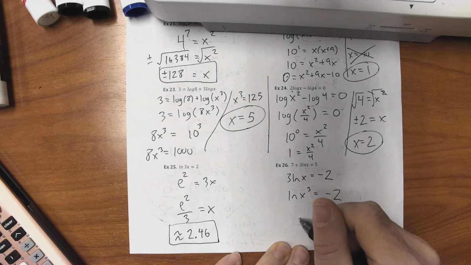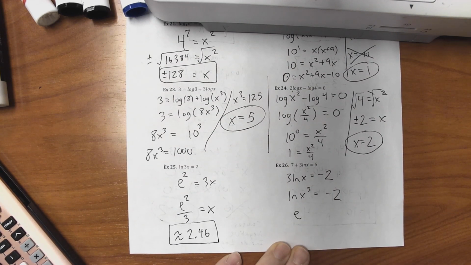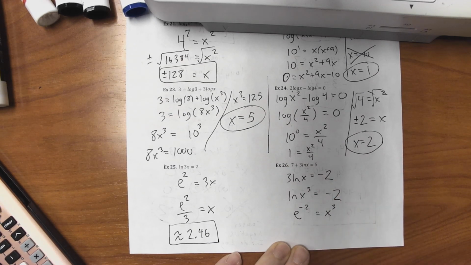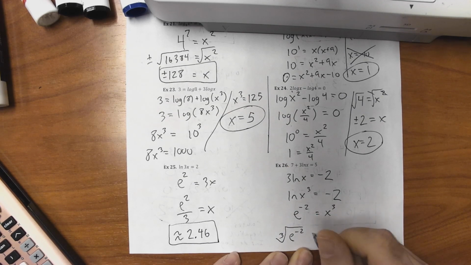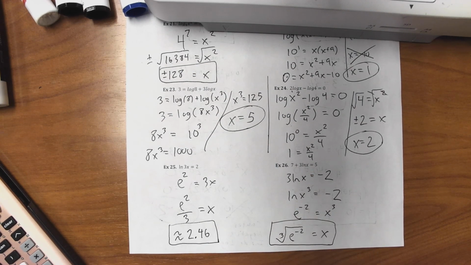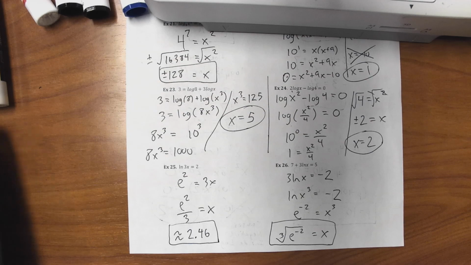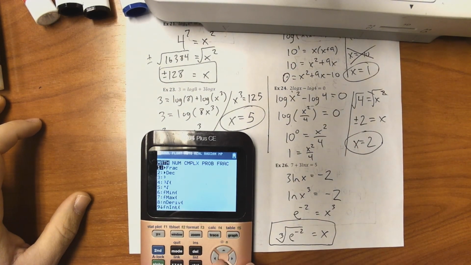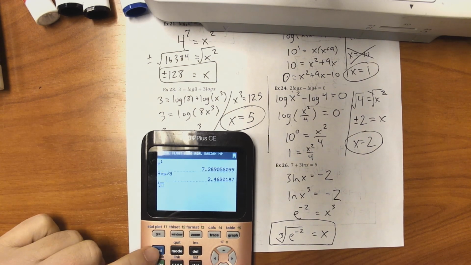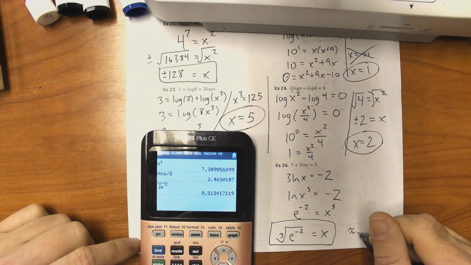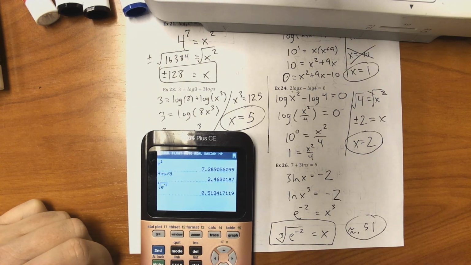It's base e. So that'll change to a base e exponential. Inputs and outputs will get flipped. And there you have it. It's going to be cube root of e to the negative 2 equals x. If we want to, we can go ahead and type that into a calculator. So in the calculator, punch in a cube root of e to the negative 2, which is going to be roughly 0.51 if you wanted a decimal approximation.